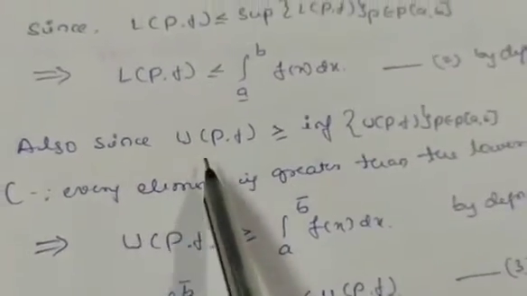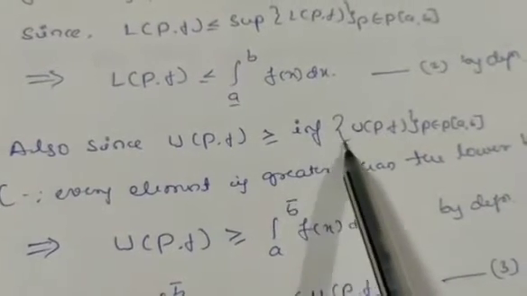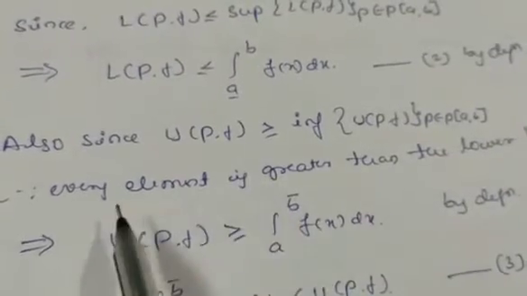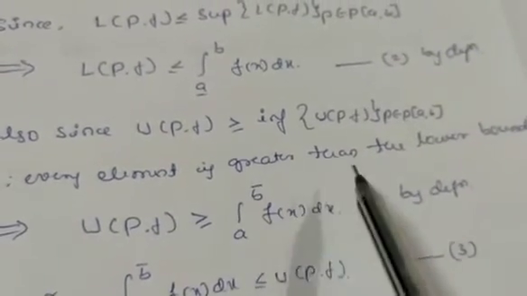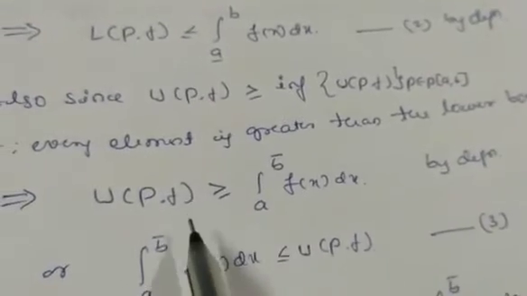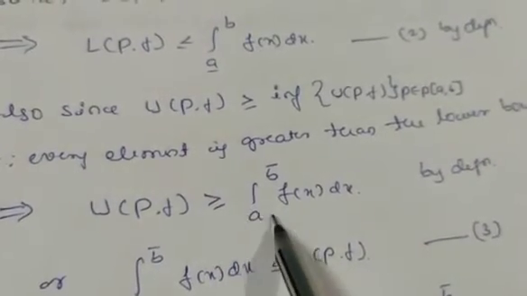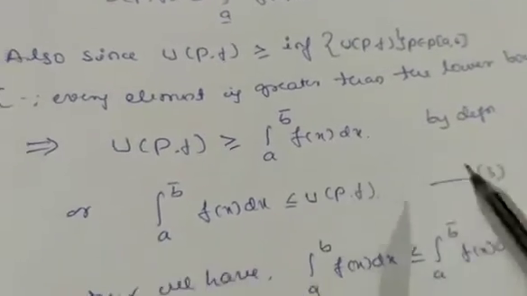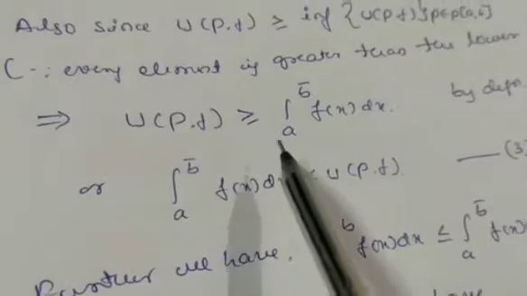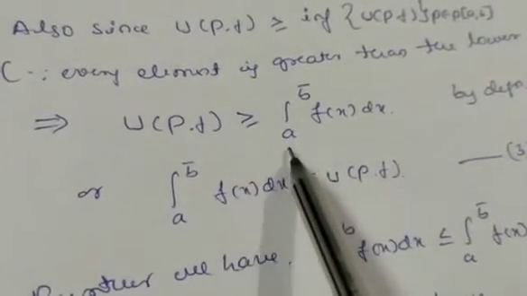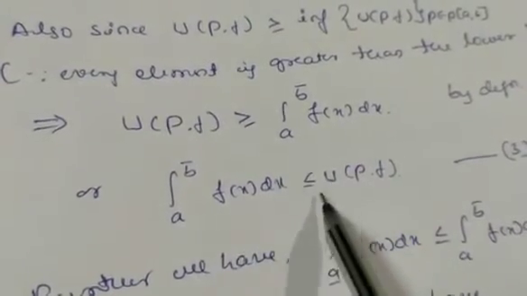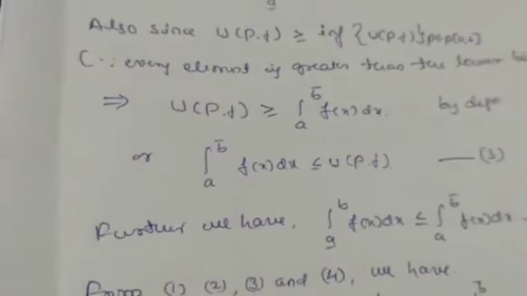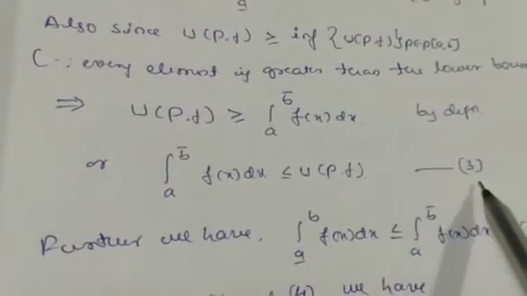And also, since U(P, f) is always greater than or equal to the infimum of U(P, f) for all P belonging to P[a, b], every element is greater than the lower bound. Therefore U(P, f) is always greater than or equal to, by the definition again, the upper Riemann integral from a to b of f(x) dx. So we can write the upper Riemann integral from a to b of f(x) dx is less than or equal to U(P, f). Take this as equation number 3.